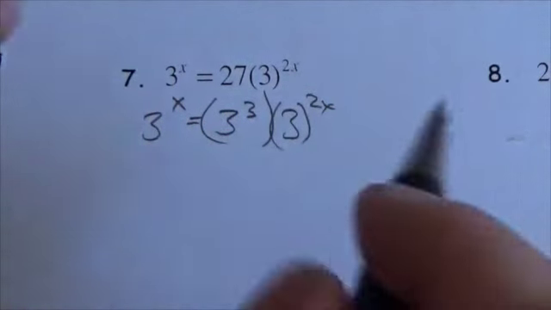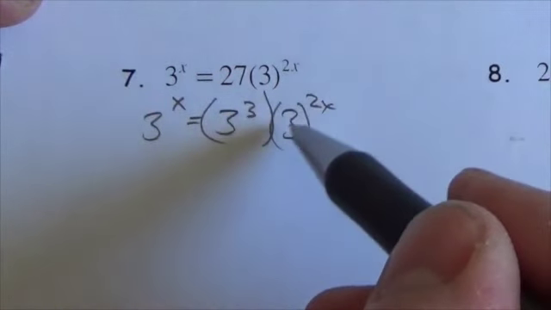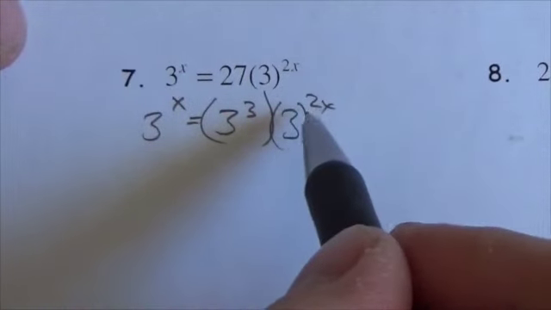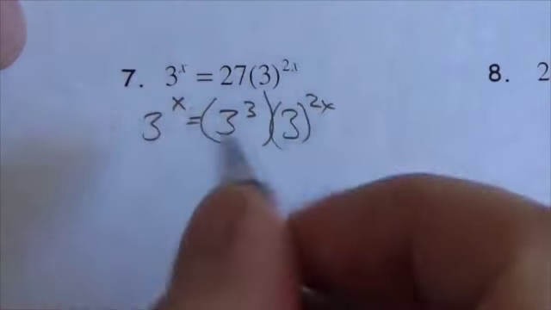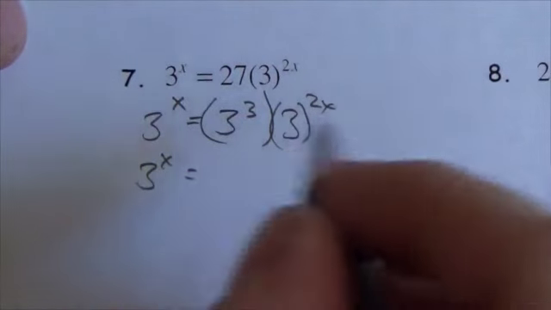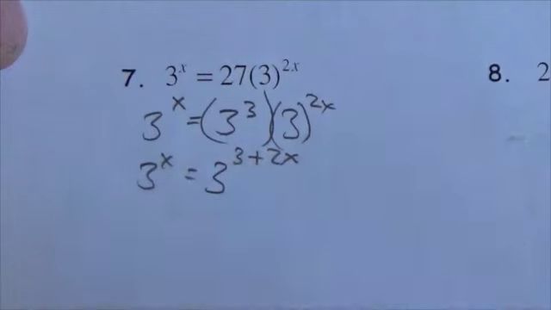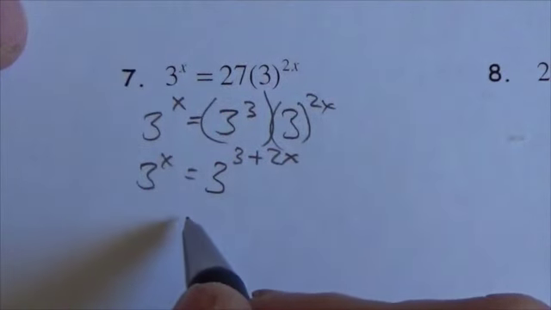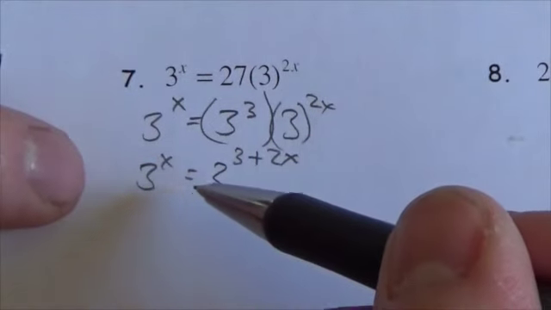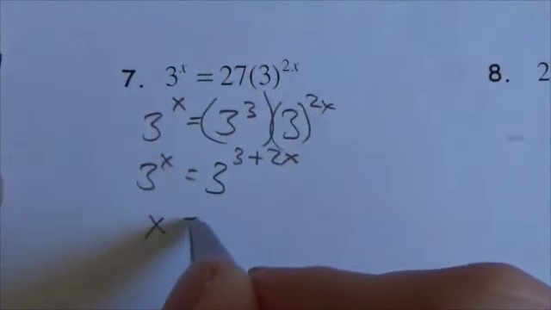That's my goal here. Notice there's nothing to simplify in terms of the exponents for the individual factors, because this is the exponent on 3, and this is the exponent on 3. But on the right-hand side, when I multiply two powers of 3 together, I add the exponents. So this will become 3 to the 3 plus 2x. That's probably as far as I need to take it, because at this point I've got power equal to power, bases are the same, so the exponents are going to be the same.